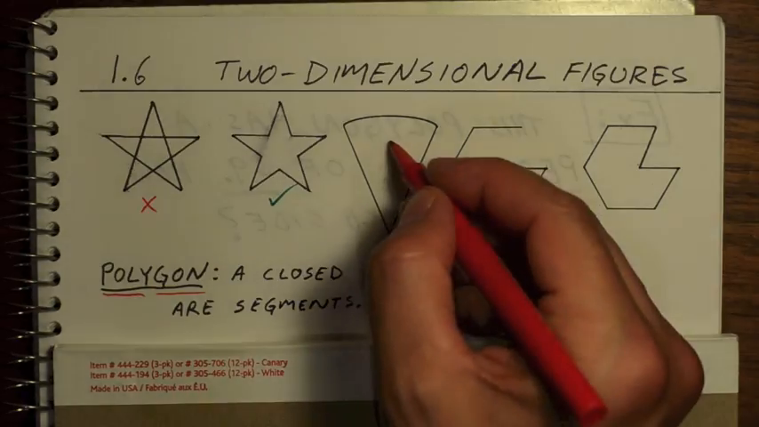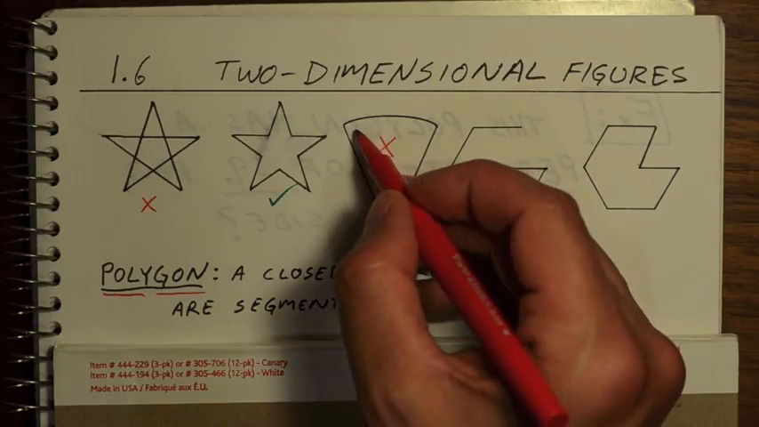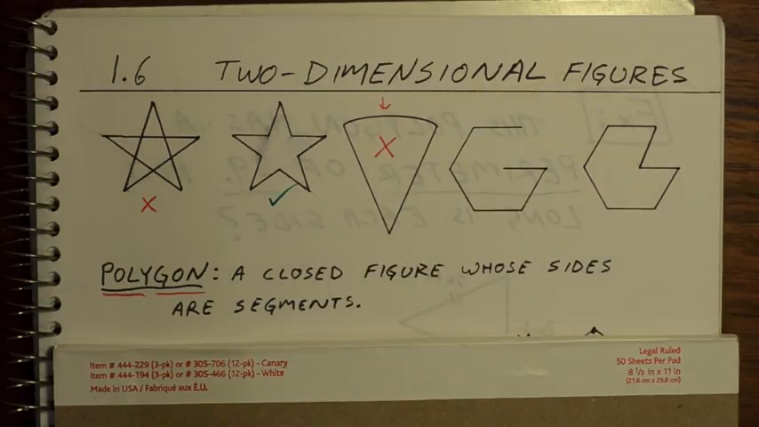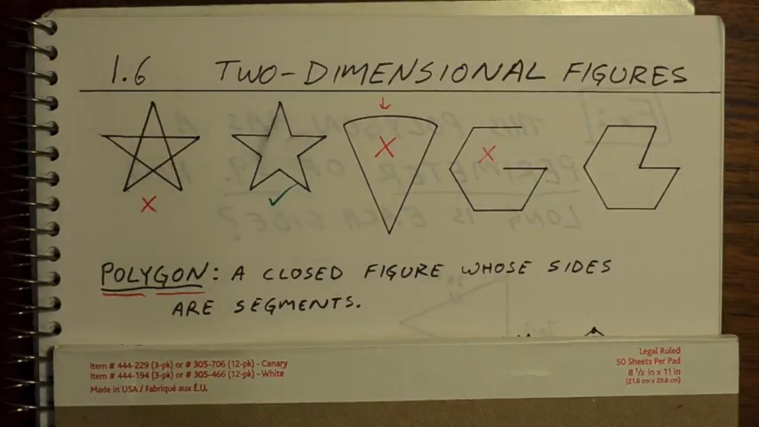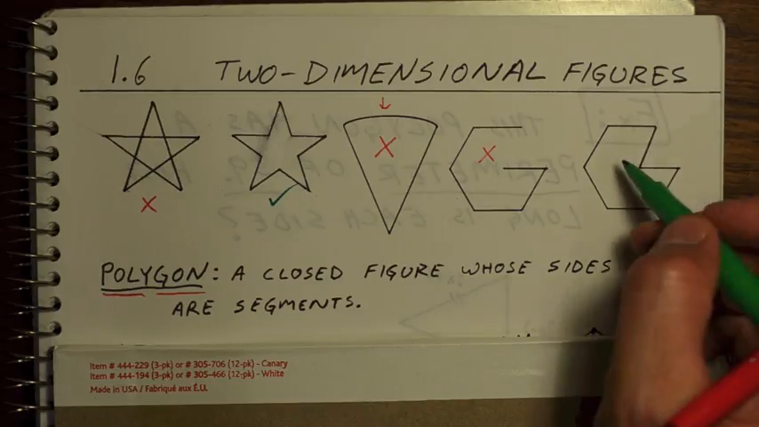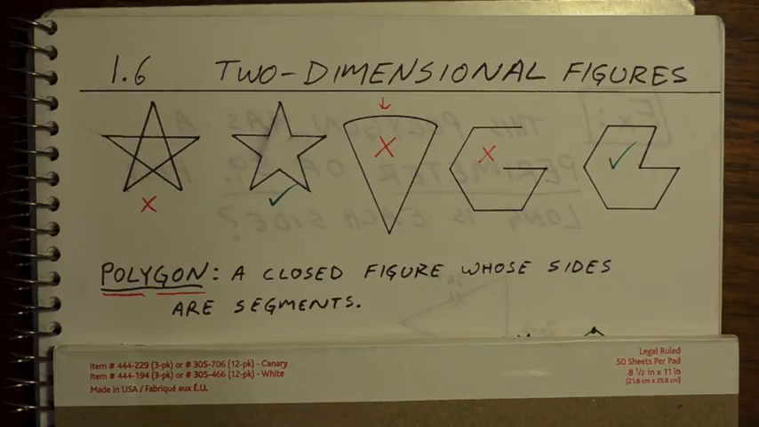This next shape is not considered a polygon because this side is curved. In other words, it's not a line segment. The next example is also not a polygon because it's not a closed figure. And this final shape would be considered a polygon. So again, we'll study some polygons and we'll study some shapes that are not considered polygons.